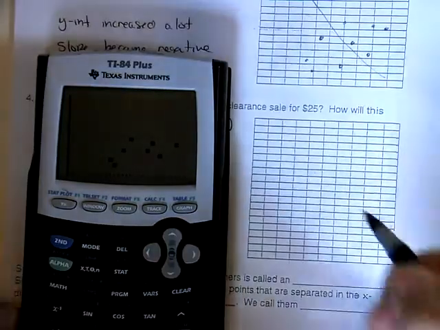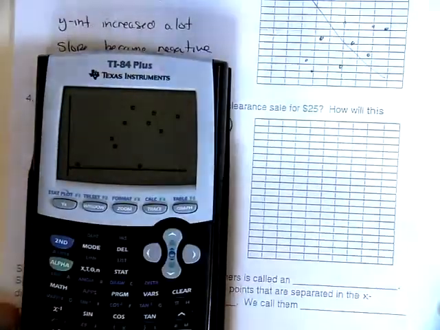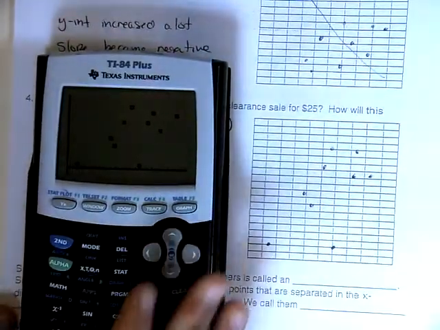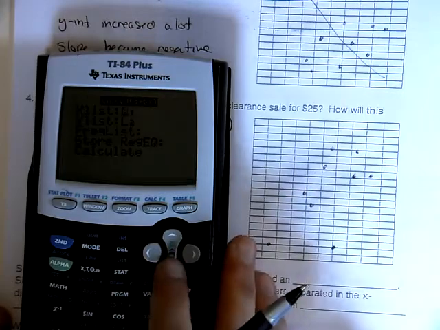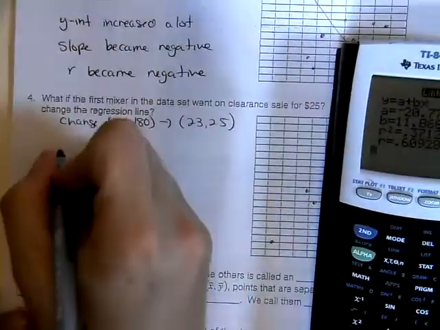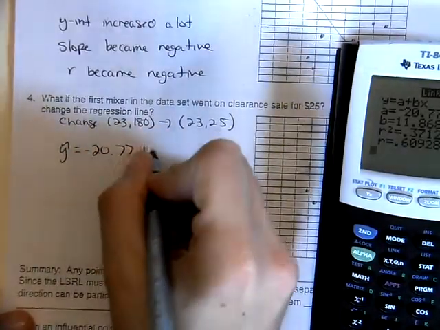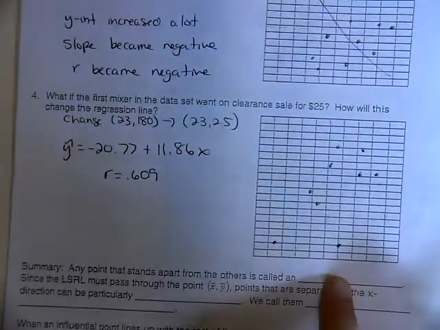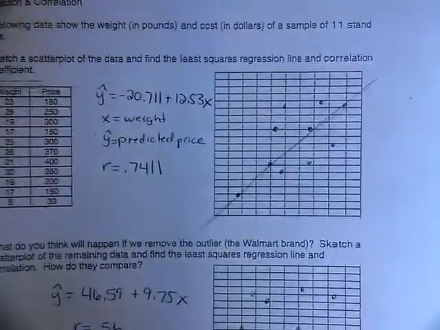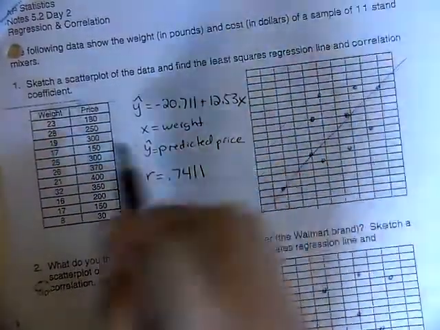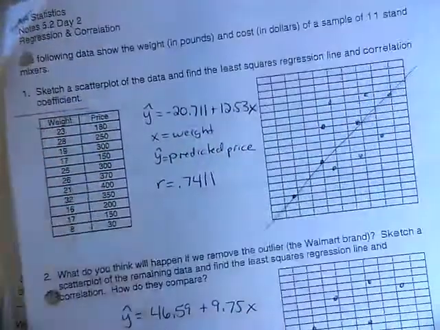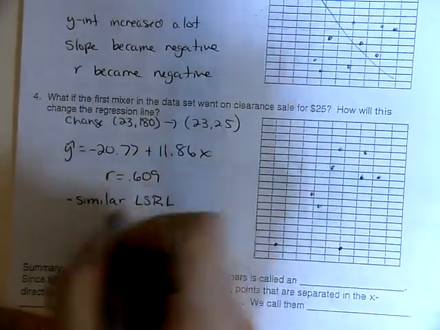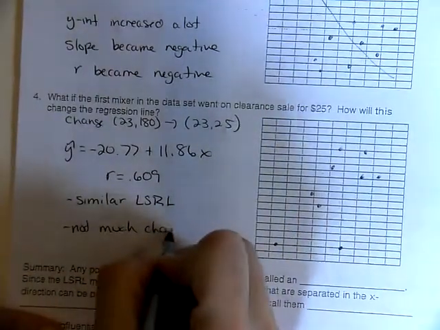So now here's what my graph looks like. Oops, I didn't hit zoom 9, I don't think. Yeah, there it is. So you've got 2 dots at the bottom, and then a bunch of dots up here. If I do my linear regression, I have y hat equals negative 20.77 plus 11.86x, and r is 0.609. So if we look at it from the original, it's pretty much very similar. All we did was take this one price, this y, and make it smaller. So it's really a similar least squares regression line. Not much changed.